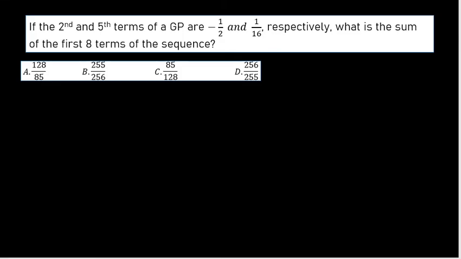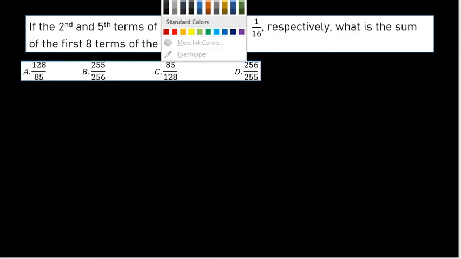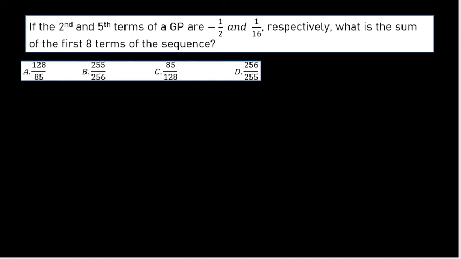Okay, the second question here is about a sequence. It says the second and the fifth terms of a geometric progression are negative 1 over 2 and 1 over 16. The second and the fifth.